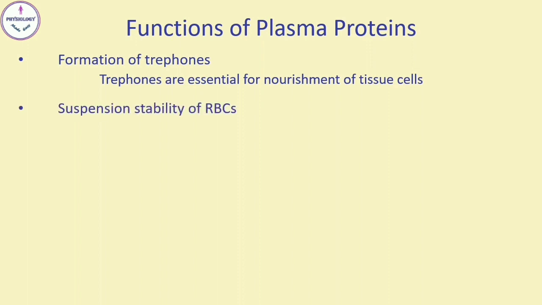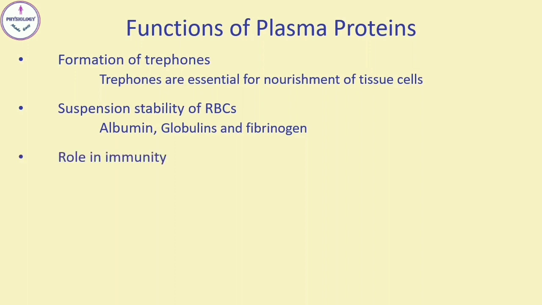Next is suspension stability of RBCs. This is the property of the red blood cells because of which they remain uniformly suspended in plasma. The negative charge on the RBCs keeps them dispersed in the plasma. Albumin helps in maintaining negative charge on RBCs, hence it increases the suspension stability of the RBCs. Fibrinogen and globulins decrease the negative charge on RBCs and decrease the suspension stability of RBCs. Increased fibrinogen and globulins also increase the ESR.